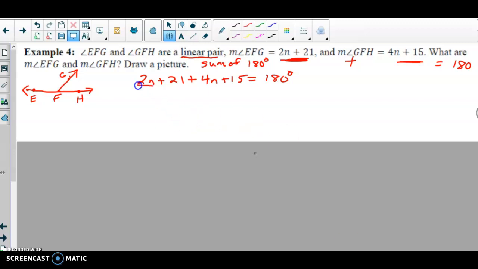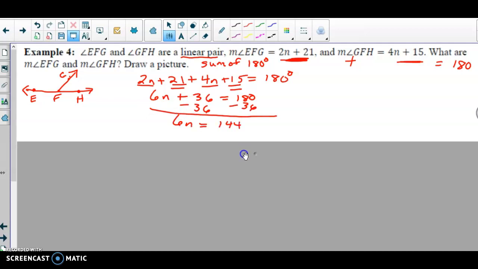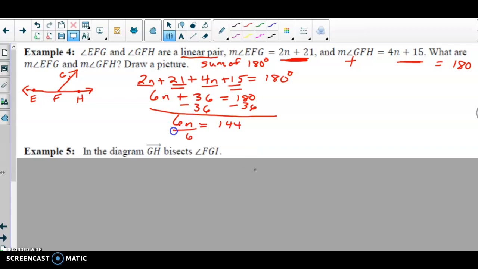All right, adding like terms. 2n and 4n is 6n. 21 and 15 is 36. Subtract 36 from both sides. 6n equals 144. Divide both sides by 6. So n is equal to, I believe, 24. Okay, but it didn't just ask for n, it asked for the measures of the angles.